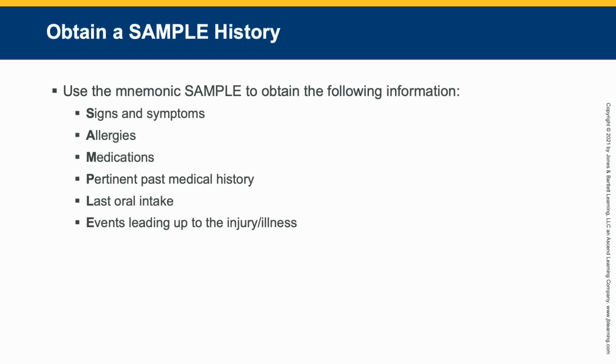So now let's talk about another core tool in your assessment toolbox, okay? And that's the patient SAMPLE history. This mnemonic helps you collect a broad but focused snapshot of your patient's background and current status. So here's what each letter stands for. S, signs and symptoms. A, allergies. M is for medications. P is for pertinent past medical history. L is for last oral intake. And E is for events leading up to the illness or injury, okay?